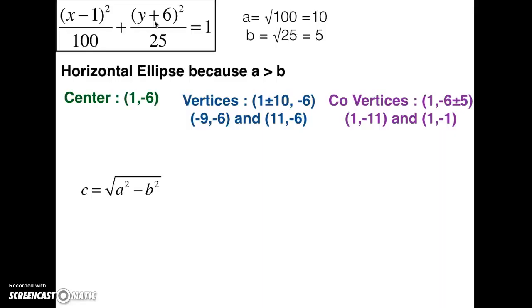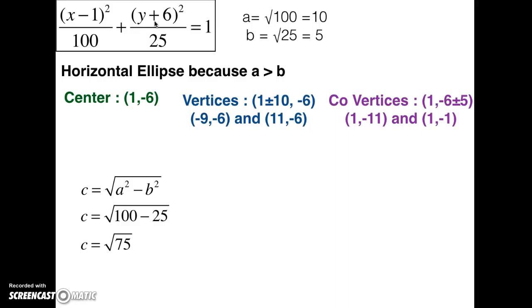To find the foci, the two focal points, we need to take the square root of a squared minus b squared. We get the square root of 75. If you ever get a negative inside the square root, that means you subtracted the wrong numbers from each other. You should always end up with a positive here.